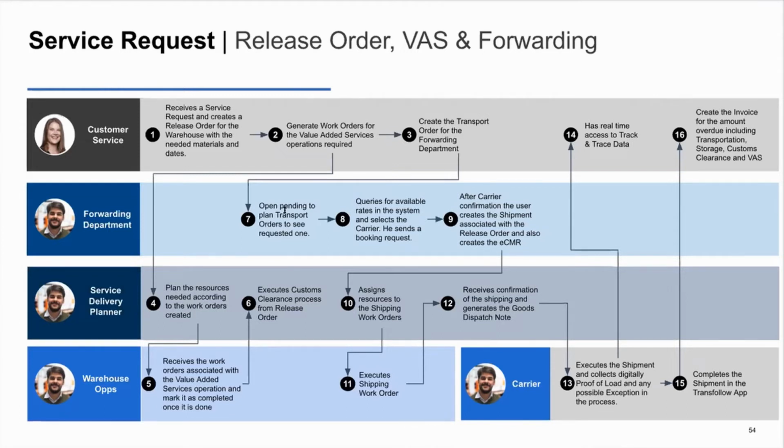They will log into a different app, the TMS, and from their home screen, they're going to take a look at the pending to plan transport orders. We're going to navigate to the transport order. We're going to explain the concepts from the transport order, similarly as we did with the warehouse deposit and the shipment. And then we're going to query for available rates in the system in order to select the carrier. We're going to send a booking request.